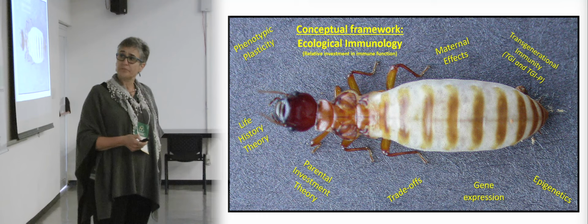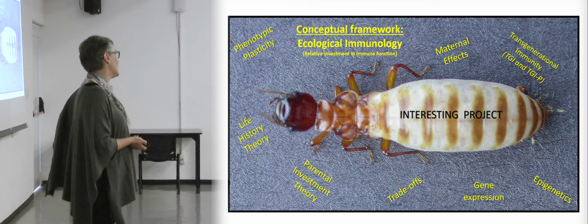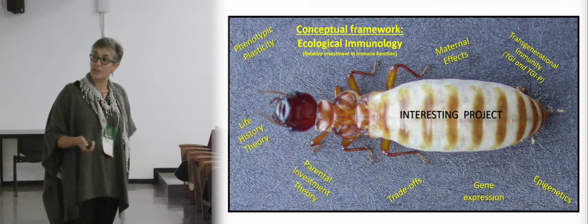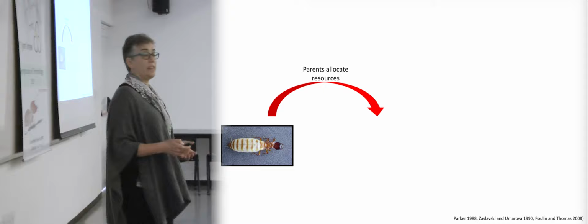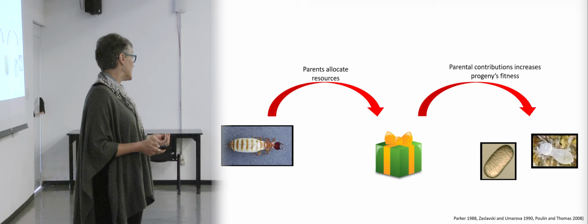And so because we're working with all of these concepts at once, it becomes a really interesting project to work with. At least I think that Erin picked up a very good project to work for her PhD. So again, I'm going to be talking about transgenerational immunity. The whole idea here of transgenerational immunity is that parents, in this case mom, allocate resources to their progeny, and those contributions increase the probability of the offspring making it and surviving so that they can themselves reproduce in the future.